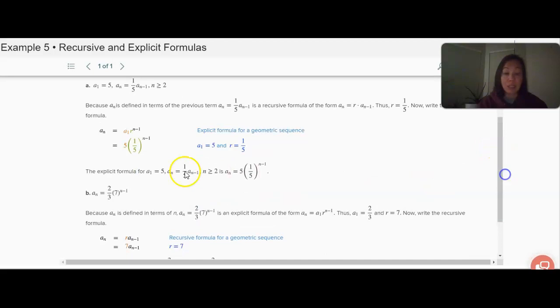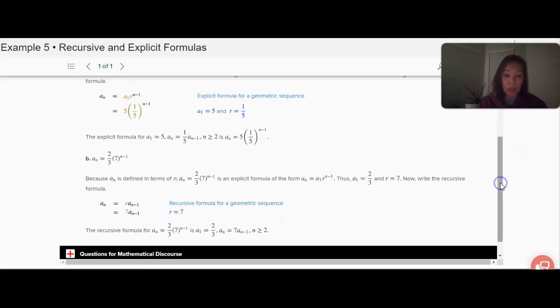Now, if I'm given the explicit formula, I should also be able to write the recursive formula. The only thing we need to know for the recursive formula is r. For the explicit, we need a1 and r, but in the recursive formula, we just need r. So if this is the explicit formula, this is a1 and this is r. So a1 is 2/3, r is 7. And all we have to do now is plug in 7 for r.